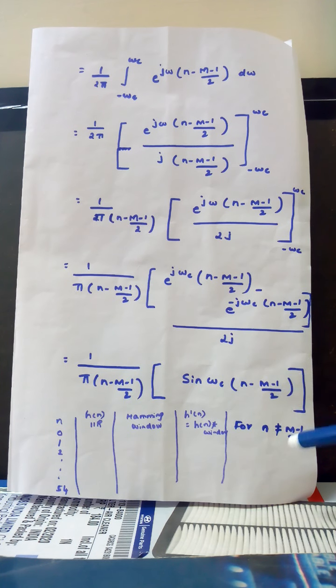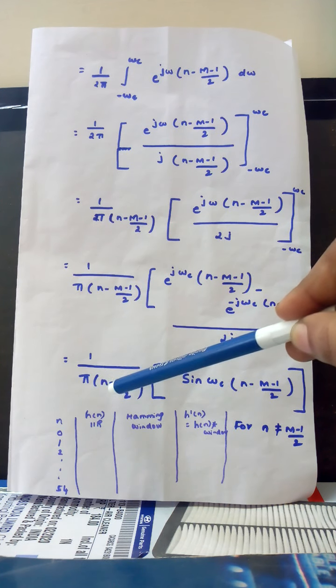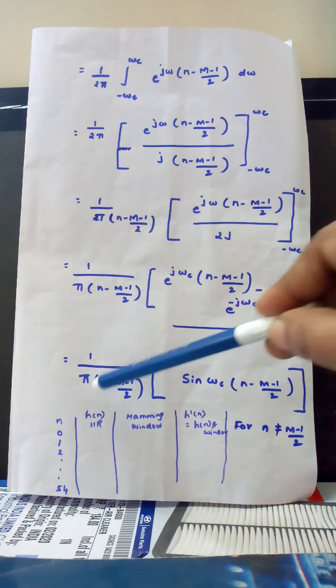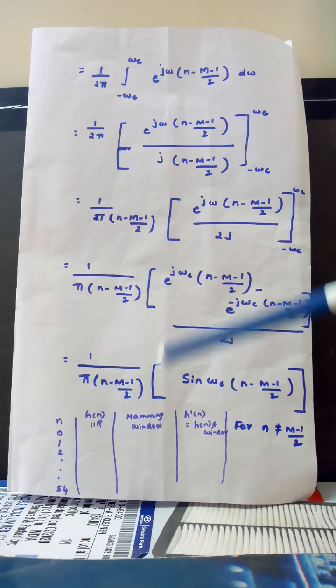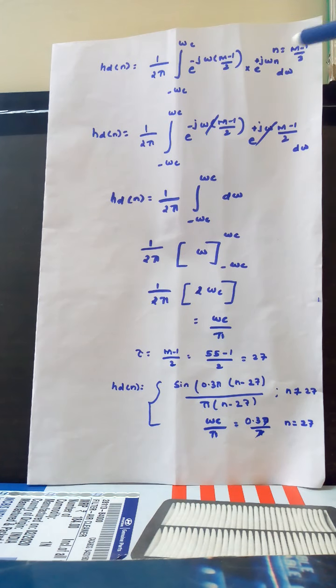Correct. So if you substitute n equal to (m−1)/2, both the terms will become 0, so 1 by 0 will be infinity. For such a case, we have to find out what h of n is. So the second condition we are taking is n equal to (m−1)/2.